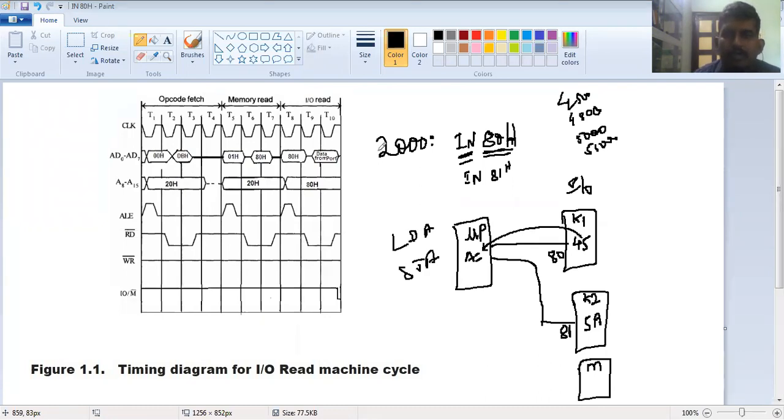Okay. This IN instruction is similar to your LDA or STA. Just relate this IN instruction with LDA or STA. Yes, Hiba, you are right. Kannan, think and answer. It is not relevant to STA.